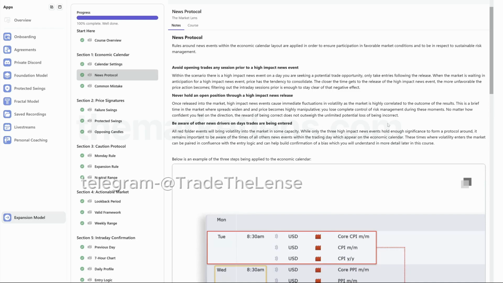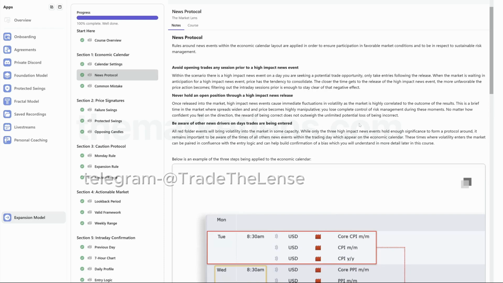The market cares about them. And oftentimes my assumption was that would have a really great impact on the previous day, making it more ranged or less likely to expand. But I'll explain why at the end of this section or lesson where that is explained. But the rule now is avoid opening any trades, any session prior to a high impact news event.